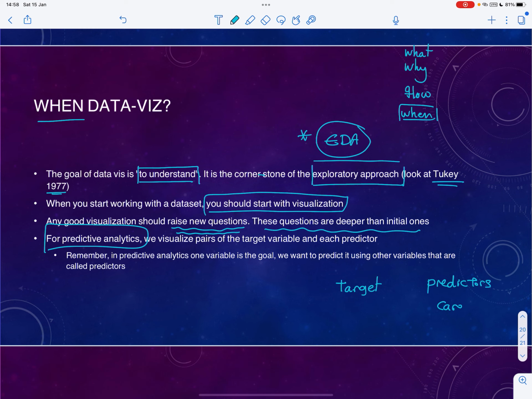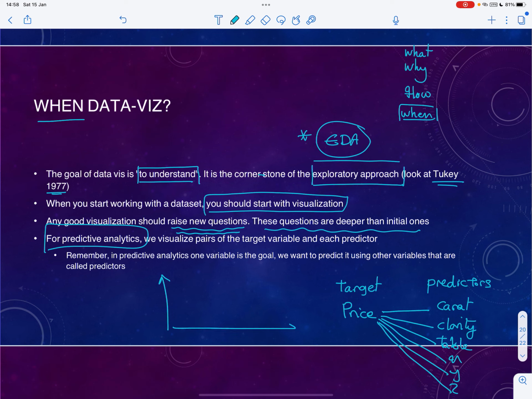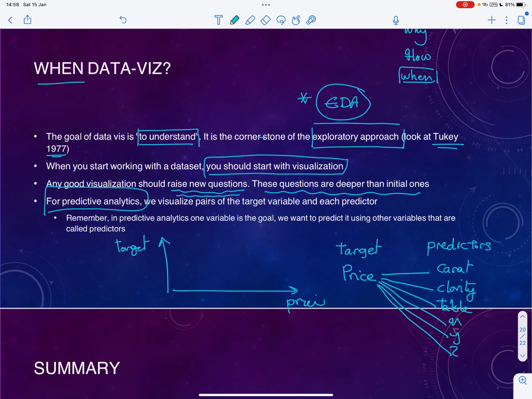For instance, carat, clarity, table, X, Y, Z are predictors, and price is the target. So we normally tend to visualize price and carat, price and clarity, price and table, price and X, price and Y, and price and Z. And we put the target on the Y-axis. Target, price. We'll talk about it in practice, working with a data set.